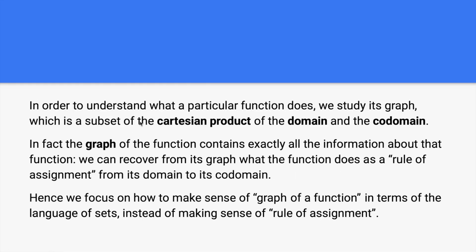In order to understand what a particular function does, we study its graph, which is a subset of the Cartesian product of the domain and codomain. In fact, the graph of the function contains exactly all the information about that function. We can recover from its graph what the function does as a rule of assignment from its domain to its codomain. Hence, we focus on how to make sense of a graph of a function in terms of the language of sets, instead of making sense of rule of assignment.